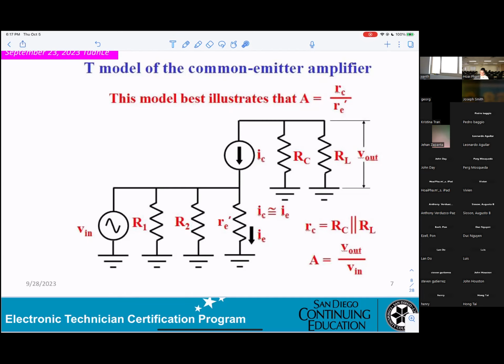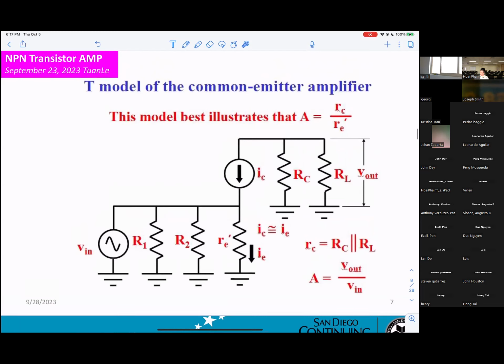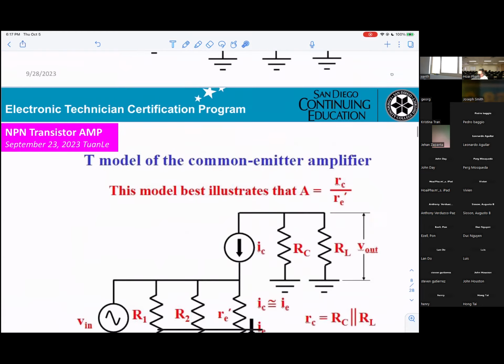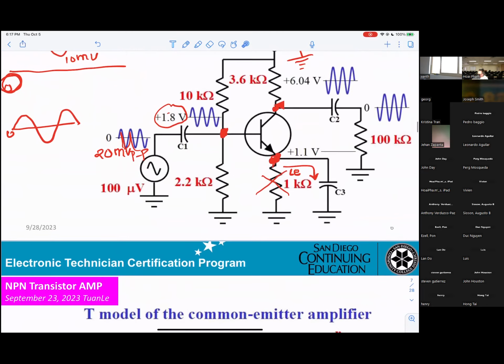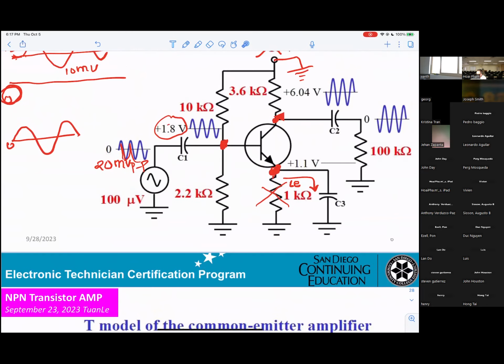Common emitter amplifier. They're using completely the T model. First thing, this is the circuitry.